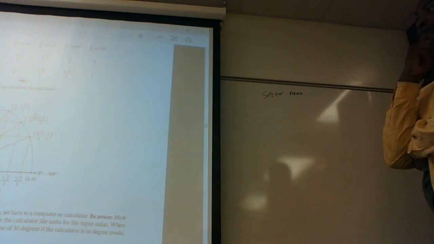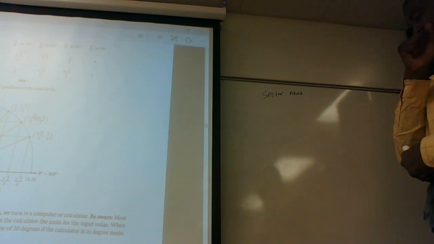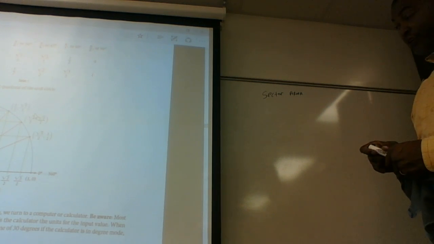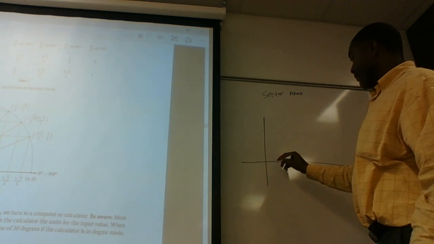All right, I'm gonna go ahead and skip to 5.2. We're gonna talk about sine and cosine, and then I will send this so y'all can look at it tonight or tomorrow. Let's just look at one quadrant.